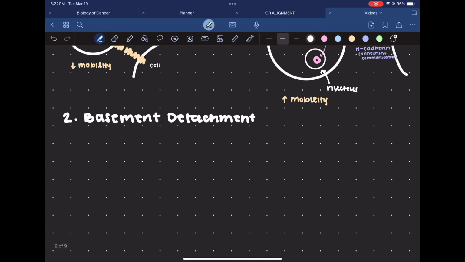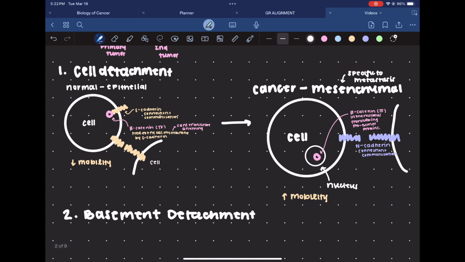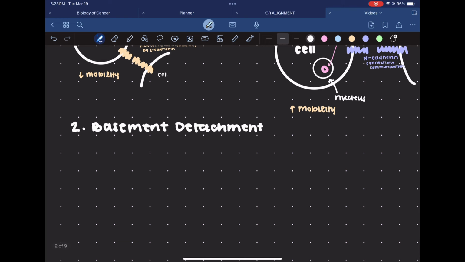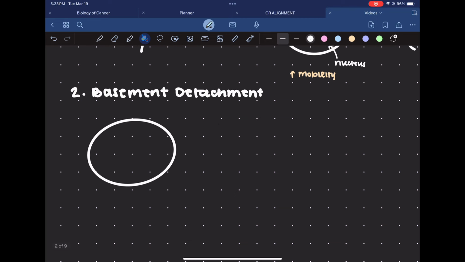All right. So in step one, our cells detached somewhat from one another. We got rid of our E-cadherin connective molecule. We started allowing beta-catenin to make some of these pro-tumor proteins in the nucleus. So our next step is going to be detaching from the basement membrane. So if I start to draw out what a normal cell interaction with the basement membrane would look like.